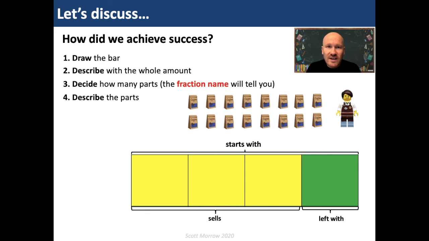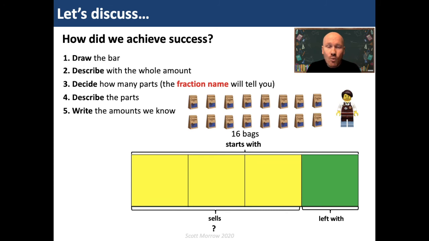Once we've done that, we can then write the amounts that we know. Now in this case, we knew the whole amount. That was the 16 bags of coffee, so we're going to put that in at the top. And what we were interested in was how much coffee he sells. So we're going to put our question mark there.